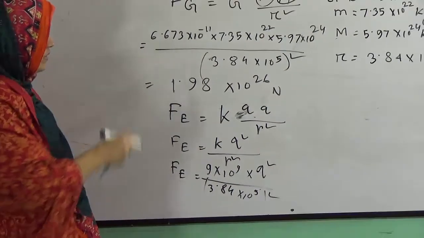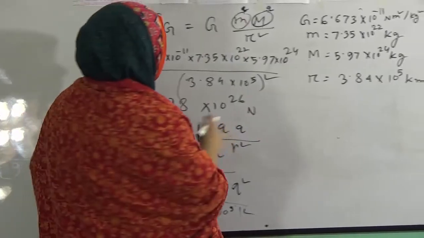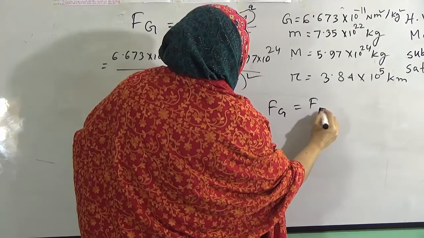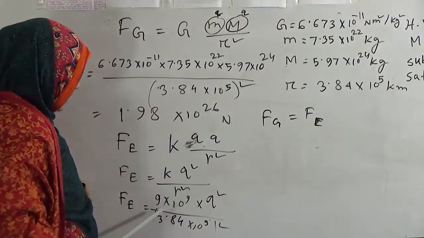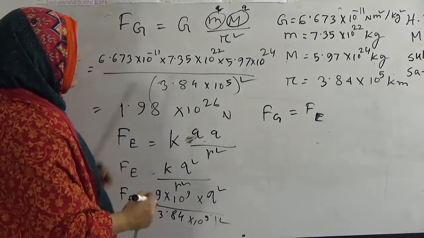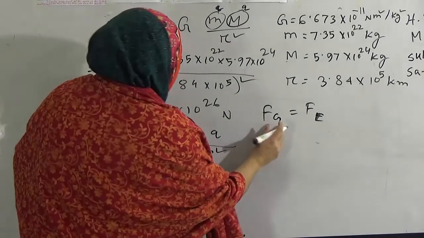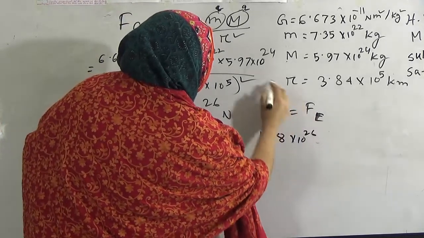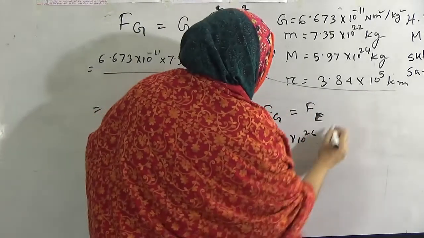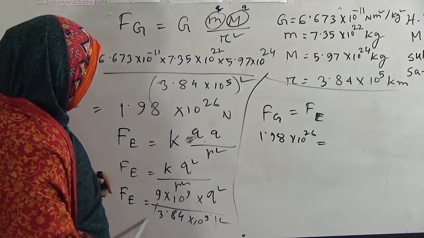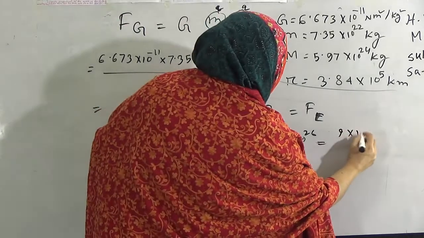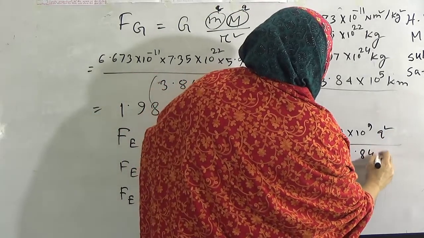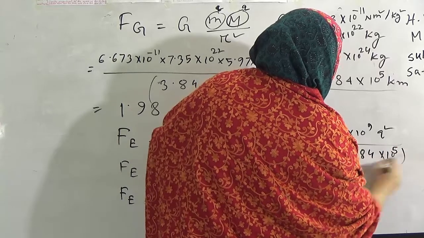So my dear students, from this calculation we can write that Fg equals Fe, the gravitational force and this repulsive force will be equal. So we can write here Fg, that means 1.98 into 10 to the power 26, equals Fe, the repulsive force, which is 9 into 10 to the power 9 q square divided by 3.84 into 10 to the power 5 whole square.